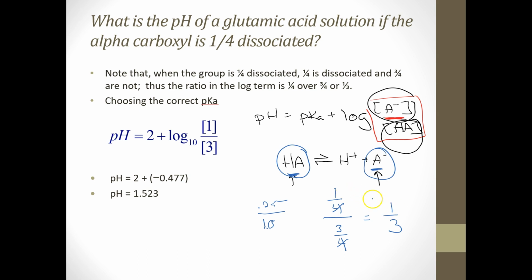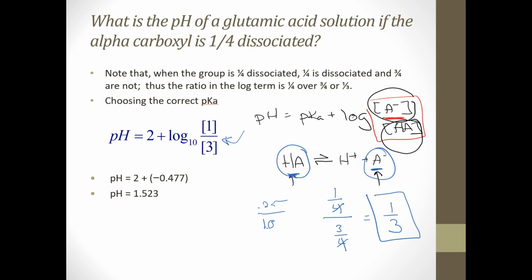So in the end, it's a 1-to-3 ratio when something's 1/4 dissociated. And that's why we can plug it in to the equation here. Now the other part of this is that you need to know what your pKa is. And that's relatively easy. It's glutamic acid.